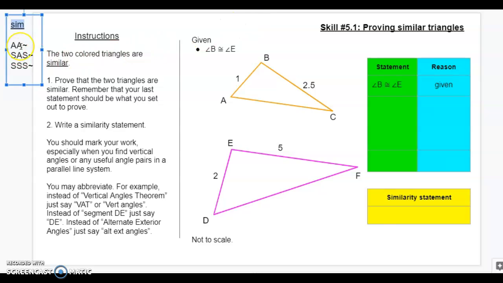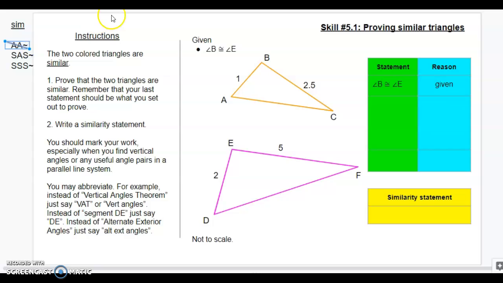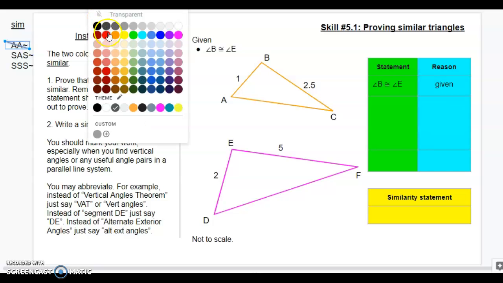The problem with angle-angle similarity is I'm only given one angle. Now, if these had some vertical angles, like two lines crossing, or some kind of overlap, I might have another pair of angles, but I only have one pair of angles that is congruent, and that tells me that I most likely will not be using angle-angle similarity. Okay.